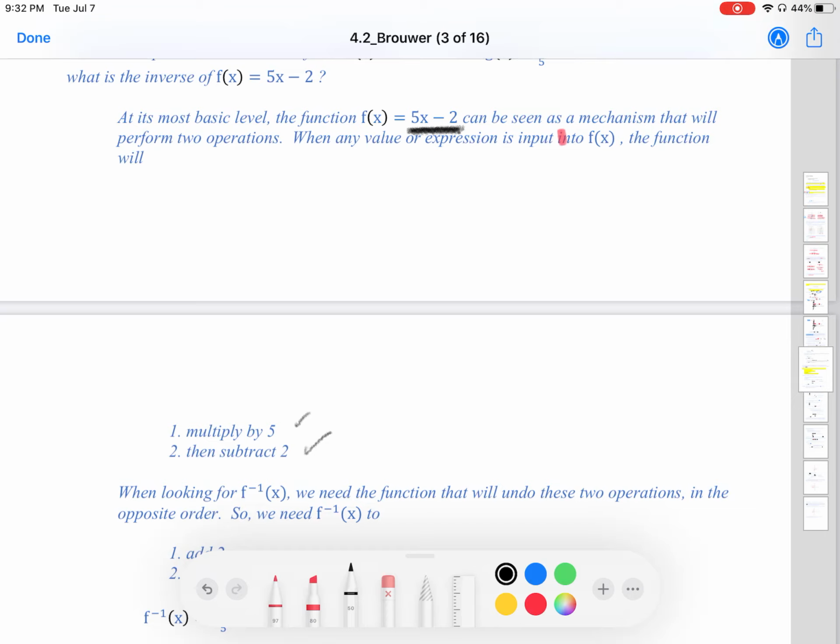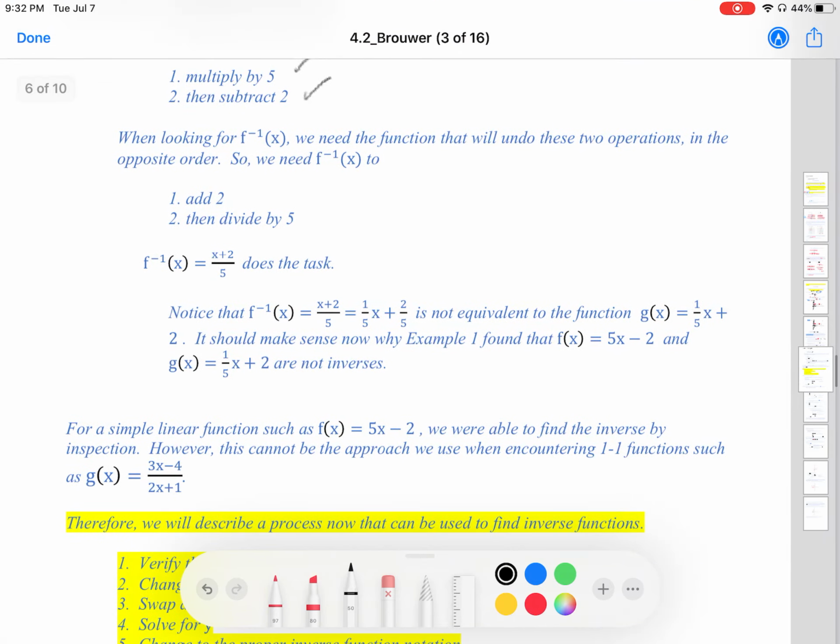So an inverse is the mathematical opposite. We're trying to create an equation that's the mathematical opposite of what we have for f of x. What is that function? When looking for f inverse, we need the function that will undo these two operations in the opposite order. So we need f inverse to add 2, then divide by 5. f inverse of x equals (x plus 2) divided by 5 does the task.